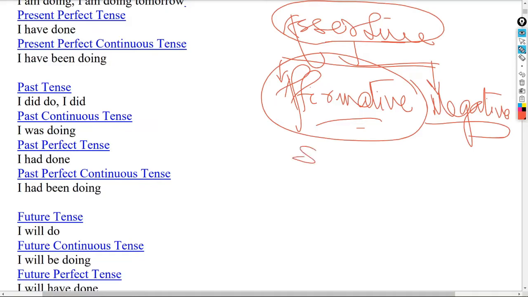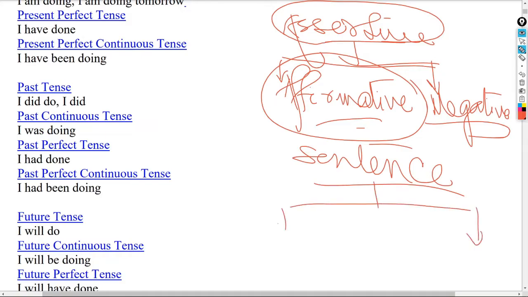So when I talk about the sentence, okay, you see, this is the sentence. So in the sentence, there are two different ways this sentence can be divided. How many ways? Two different ways. On the basis of the form, and on the basis of the sense.